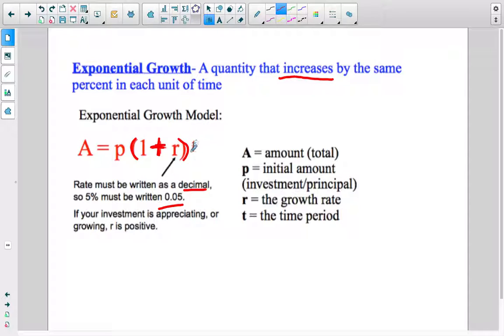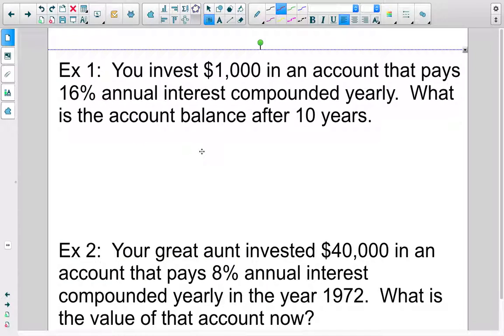Then that's in parentheses, that gets raised to however much time, or the number of times that increase happens. What we're going to look at is typically that things increase by a certain percentage every year, so that would be the number of years up here, but that can be different depending on the situation. So that's our formula that we'll be using, because I think we'll see a lot of exponential growth. So here we go.